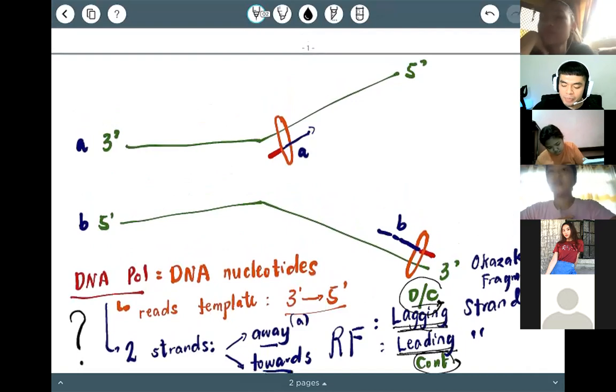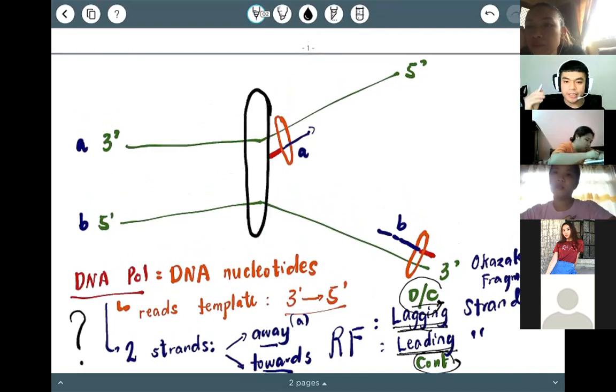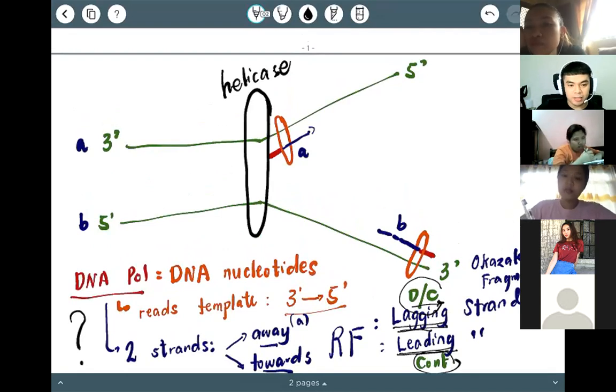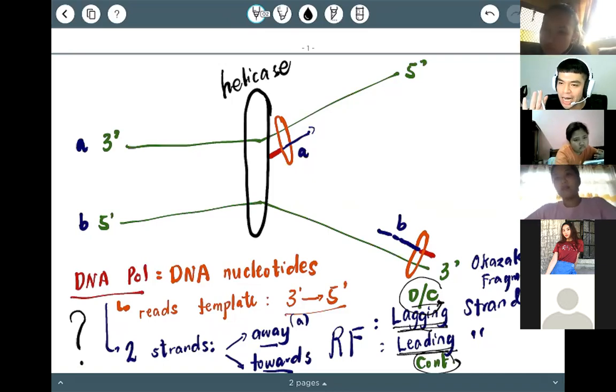So halimbawa, this is the replication fork. Imagine niyo muna ha, although may video mamaya. Halimbawa yung color black, this is the helicase. Ang helicase ba ang nagbubuka nung double-stranded? Yes, very good.